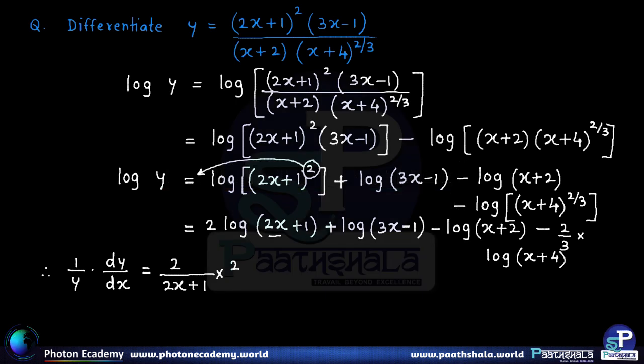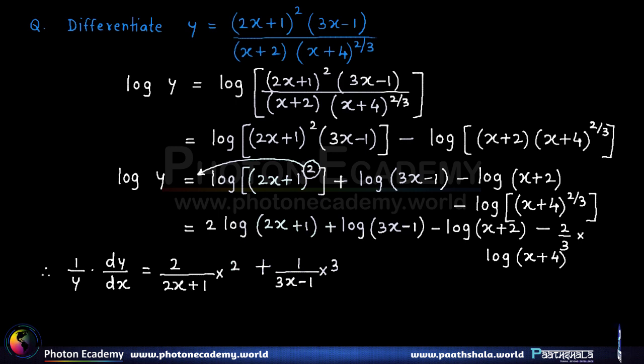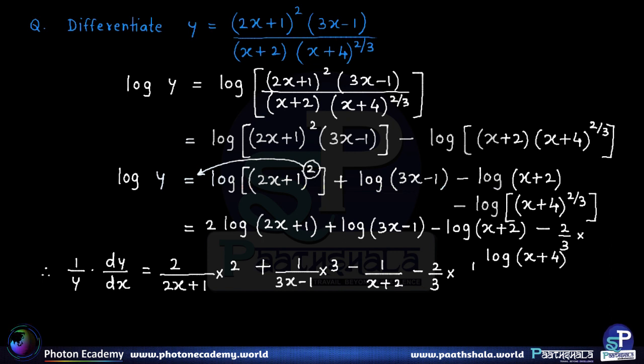Correct? Now moving ahead, the second term is log of (3x minus 1). So its derivative is 1 upon (3x minus 1) multiplied by the derivative of 3x minus 1, which is 3, right? Then moving ahead, minus log of (x plus 2). Its derivative will be simply 1 upon (x plus 2). Okay, and then the last term is minus 2 by 3 as it is, into the derivative of log of (x plus 4), which will be 1 upon (x plus 4), right?